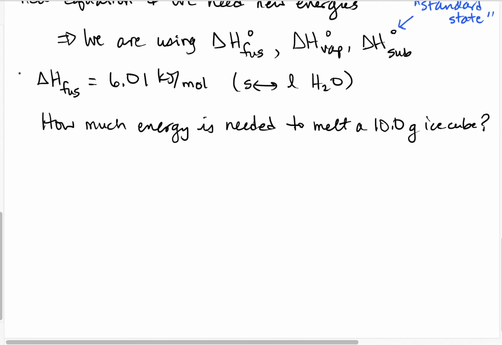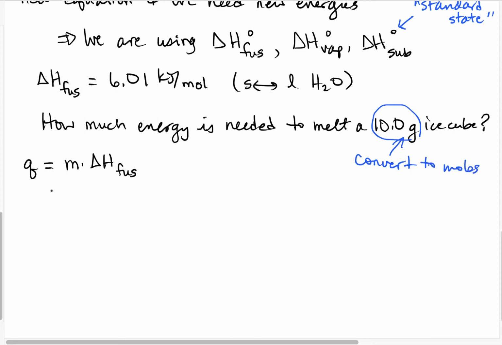So if water has this kind of an enthalpy of fusion, what do we need to do to figure out our total amount of heat flow? We're going to need a quantity, and we're going to need that enthalpy of fusion. Yep, you are right. We are going to have to convert this into moles. So no problem. 10 grams of frozen water has the same molecular weight as 10 grams of liquid water. And it turns out that this is 18.015 grams per mole.